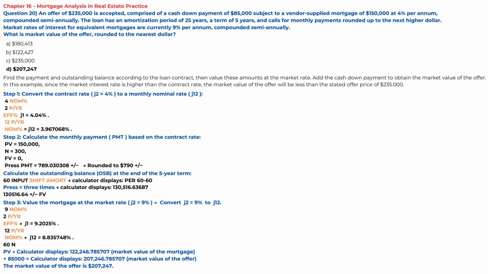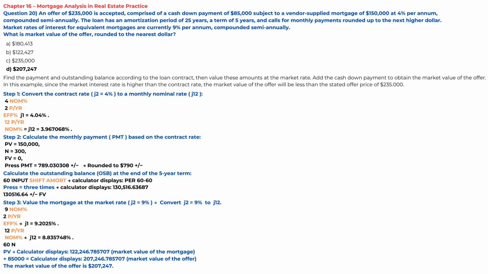Shift nom. 2. Shift PYR. Shift effective. Calculator stores J1 4.04%. 12. Shift PYR. Shift nom. Calculator displays J12 equals 3.9678%. Step 2. Determine the monthly payment PMT based on the contract rate, $150,000 PV, 300 N, 25 years times 12 monthly payments, 0 FV. Press PMT. Calculator displays 789.030308. Enter 790 plus/minus sign, and then press PMT to round off the payment.